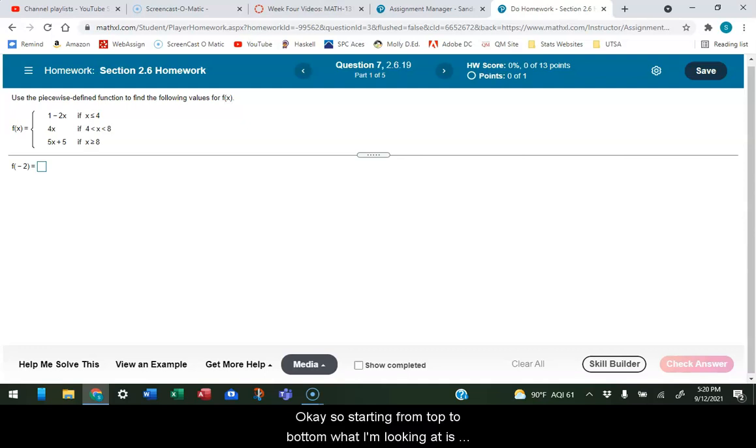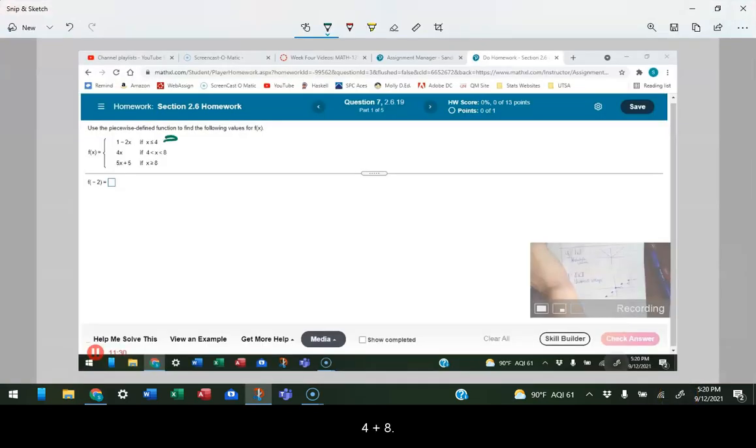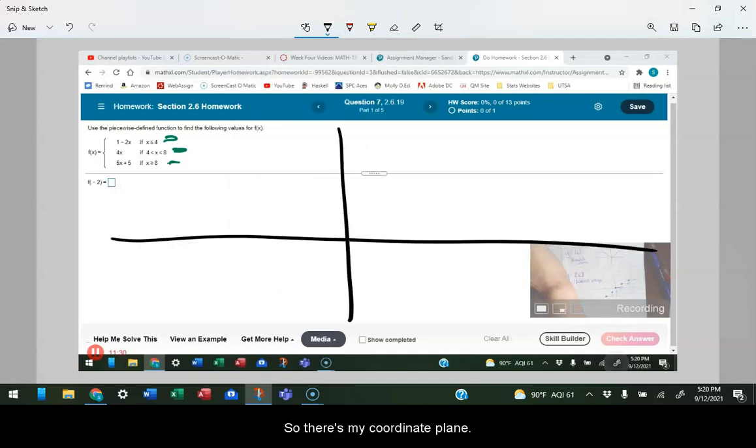Okay, so starting from top to bottom, what I'm looking at is if x is less than or equal to 4. In the middle part, if x is between 4 and 8, okay? And then if x is bigger than 8. And I'm just going to look and see what each one is. And at this point, I think I'm just going to do colors, okay? And so what I have then is a coordinate plane. Let's use black. So there's my coordinate plane.